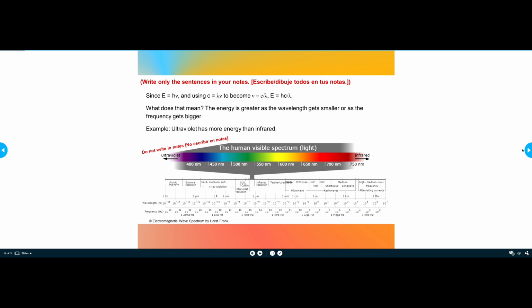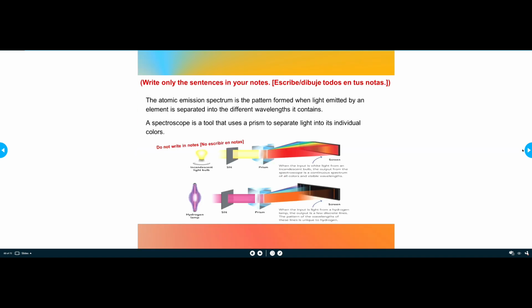For example, ultraviolet, which has a wavelength of less than 400 nanometers, has more energy than infrared, with a wavelength of greater than 700 nanometers. Again, please only write the sentences in your notes.